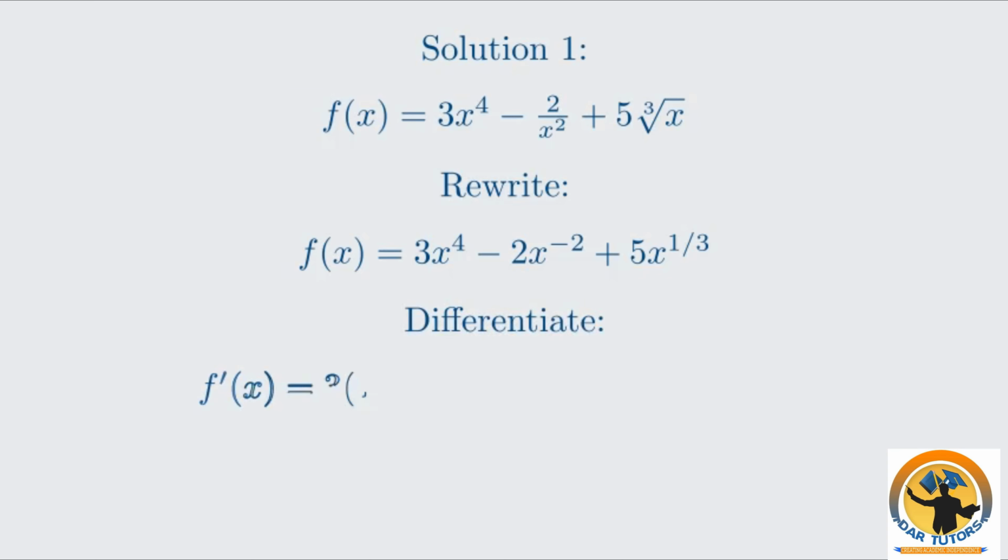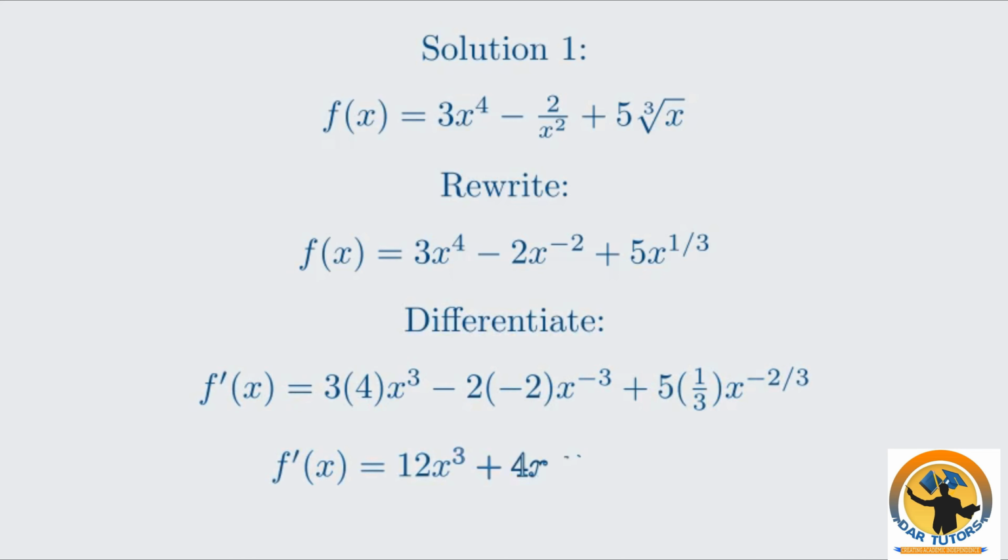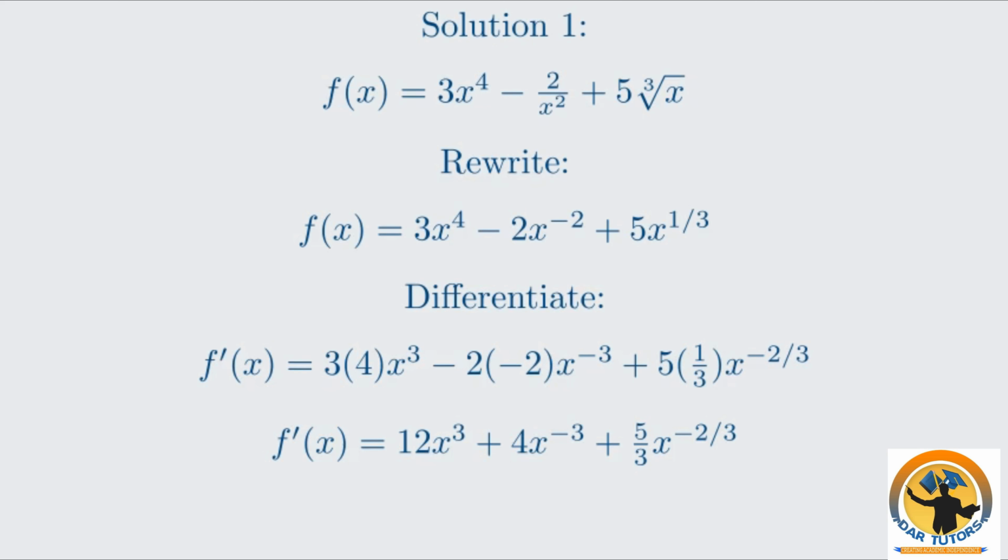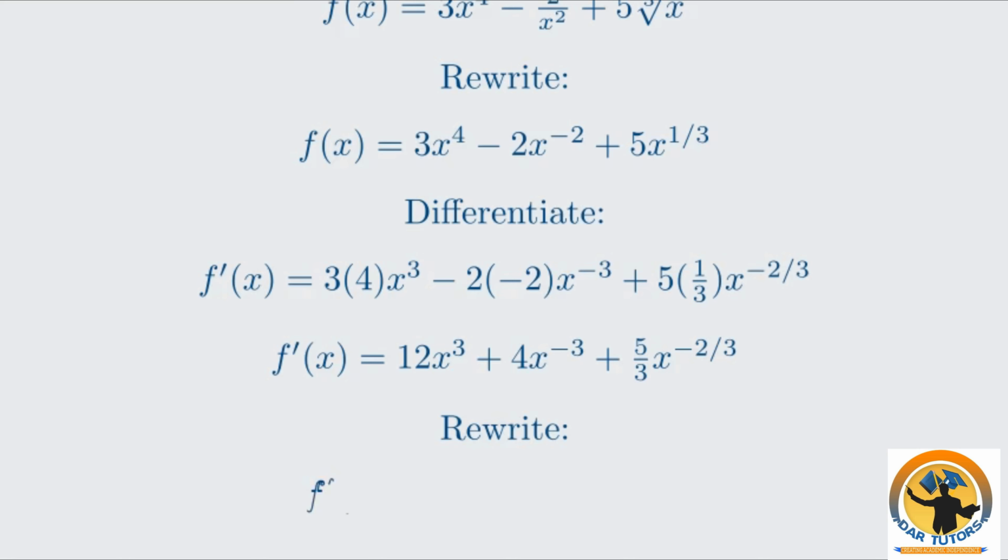The derivative of 3x to the 4 is 12x cubed. The derivative of negative 2x to the negative 2 is positive 4x to the negative 3. The derivative of 5x to the 1/3 is 5/3 x to the negative 2/3. Finally, we write the answer with positive indices and roots. The final derivative is 12x cubed plus 4 over x cubed plus 5 over 3 times the cube root of x squared.